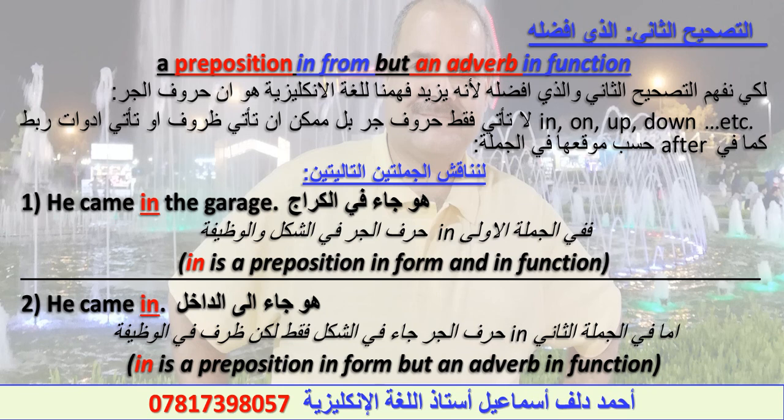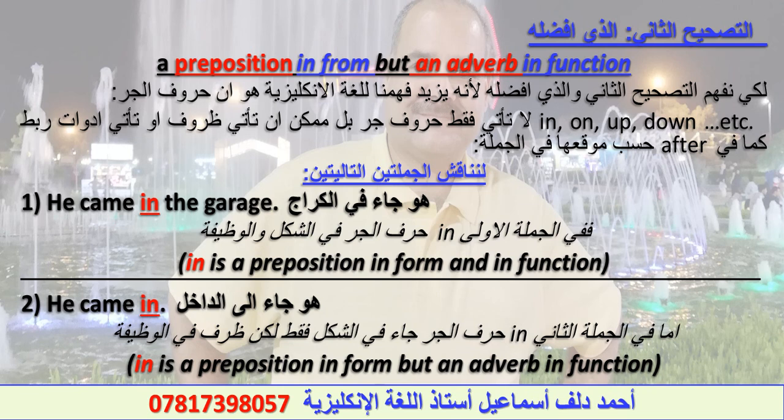The second correction, I prefer it because it will enable us to understand the English prepositions well. التصحيح الثاني أفضله لأنه يمكننا من فهم حروف جر اللغة الإنجليزية. حروف الجر مثل in و on و up و down etc. إلى آخره can be used as prepositions، ممكن تستخدم كحروف جر، و can be used as adverbs، ممكن تستخدم كظروف according to their positions in a sentence، حسب موقعهن بالجملة. و can be used as conjunctions، ممكن تستخدم كأدوات ربط مثل after.